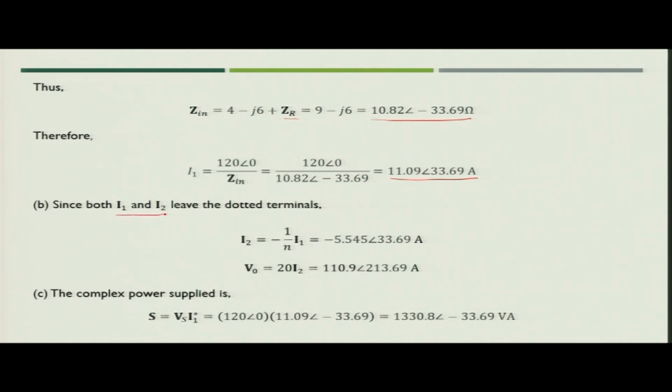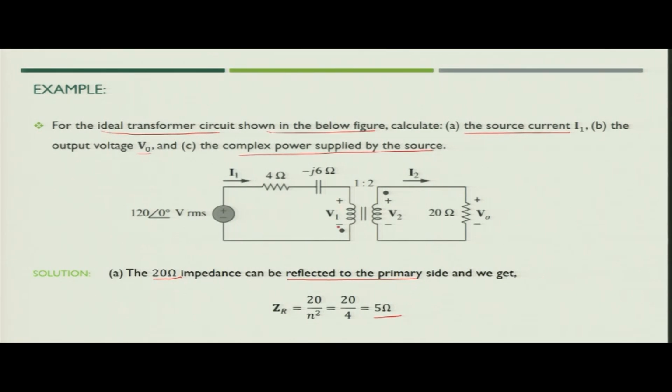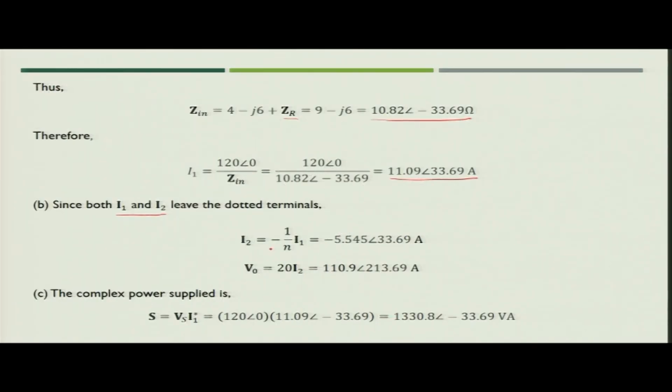Now, here I1 and I2 both are leaving the dotted terminal. You will see that this will leave the dotted terminal, and here also it is leaving the dotted terminal. It means I2 will be minus 1 by n I1. So, this will become minus 5.45 angle 33.69 ampere.